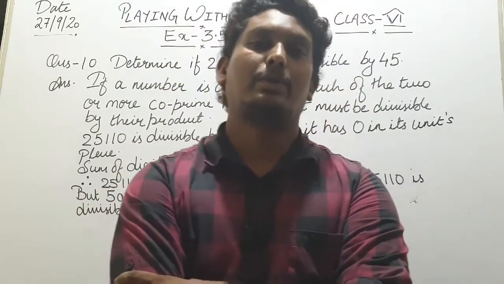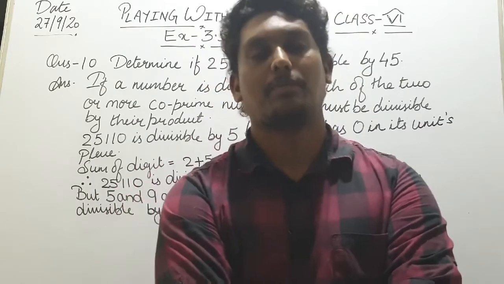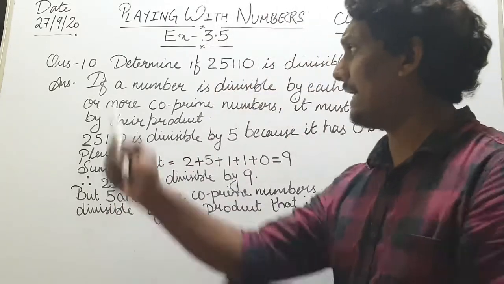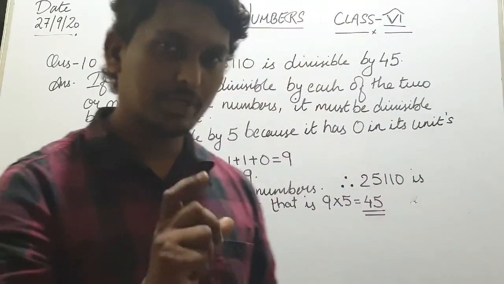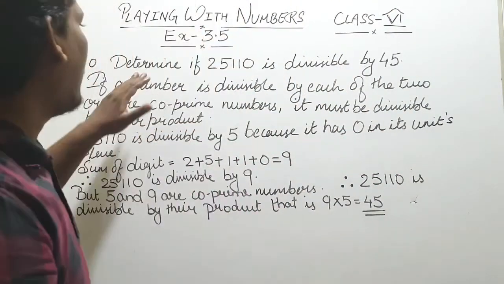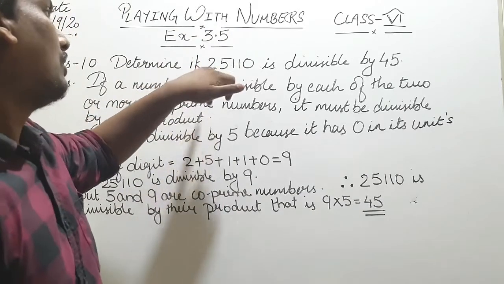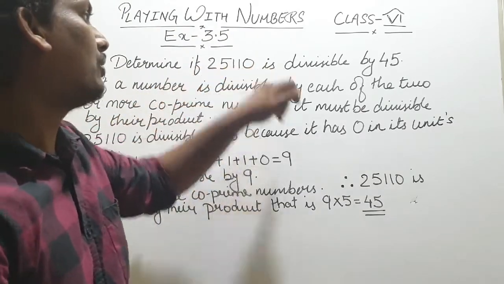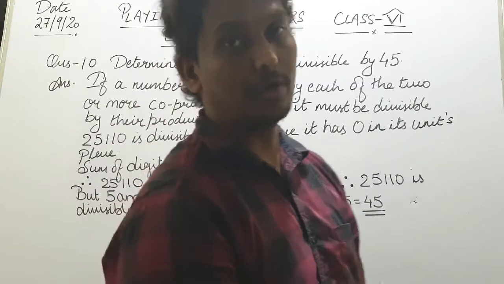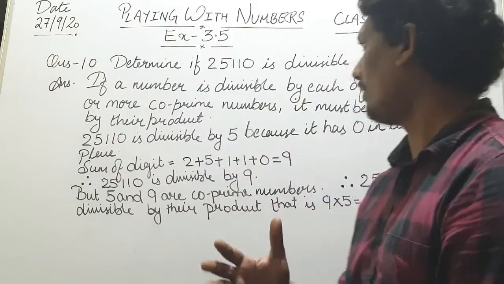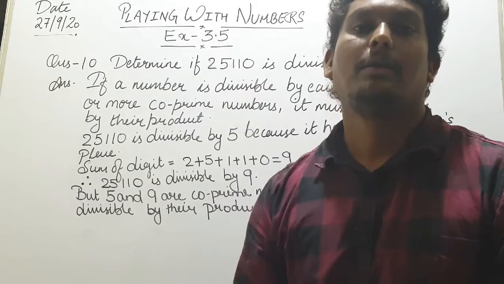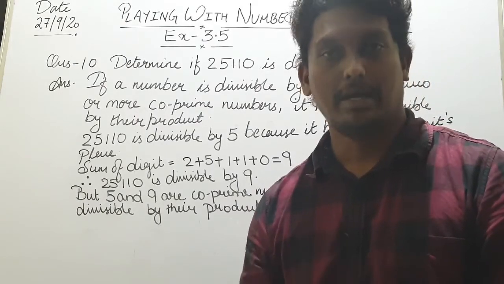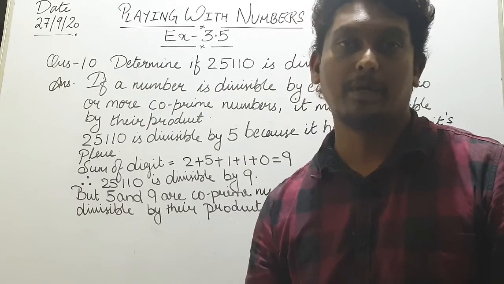So today we are going to do the rest of the exercise. Now come to question number 10. I have just written the half of the question, right? Hint portion I have not written. So determine if 25110 is divisible by 45, right? So in that hint part, they have used the number 5 and 9. Okay, they are co-prime numbers.